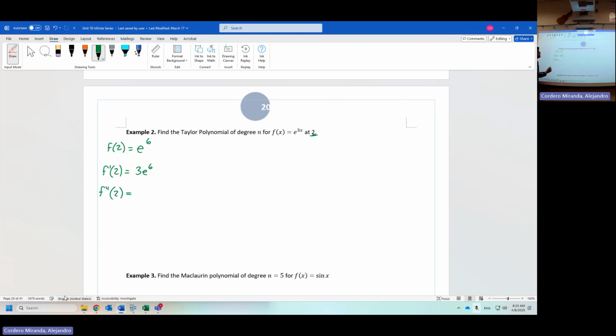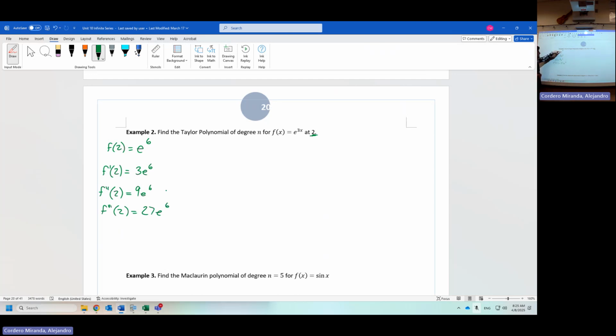Second derivative would be, you tell me again. Yeah, that would be times another 3. So 9e to the 6. One more. Third derivative would be 27e to the 6. And oh, okay, now I see the pattern.